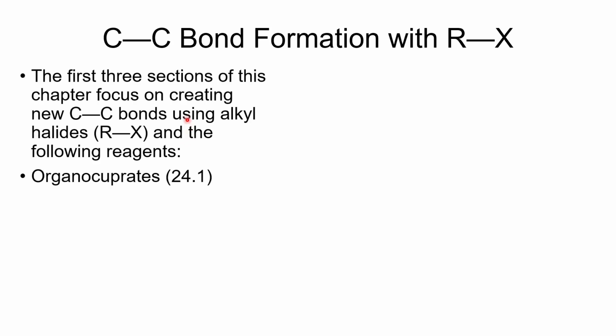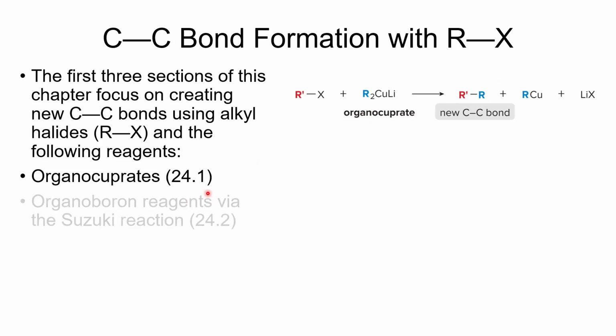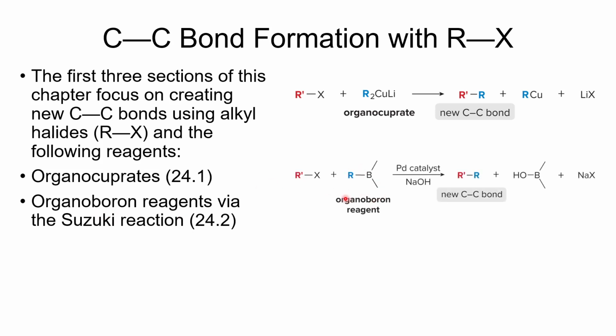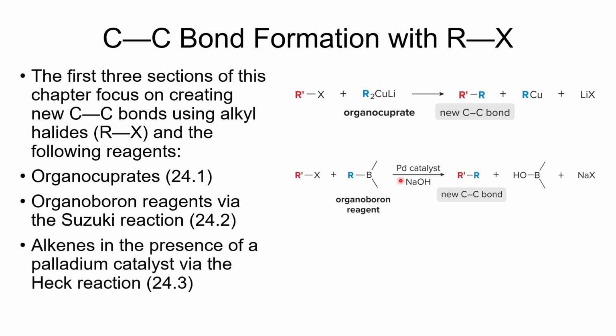So just a couple of the types of reactions that we're going to be doing. The first three sections are going to focus on making these new carbon-carbon bonds using halides with some other reagents. In this first section, we'll talk about doing the reactions with organocuprates. We'll make new carbon-carbon bonds. These are very useful reactions. In the second section, we're going to talk about the Suzuki reaction. And the Suzuki reaction uses organoboron reagents with alkyl halides, and again, forms new carbon-carbon bonds.